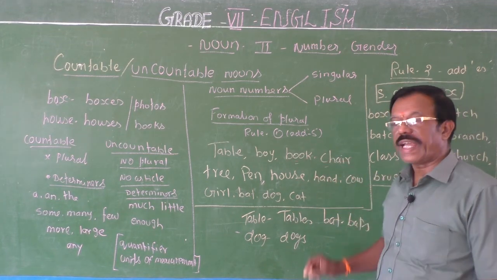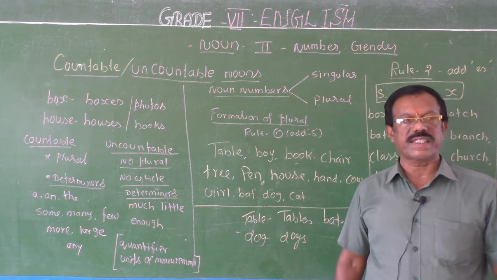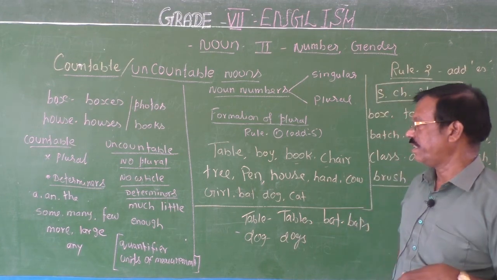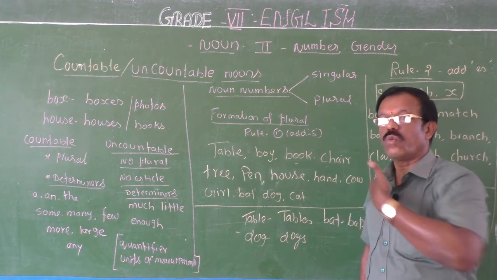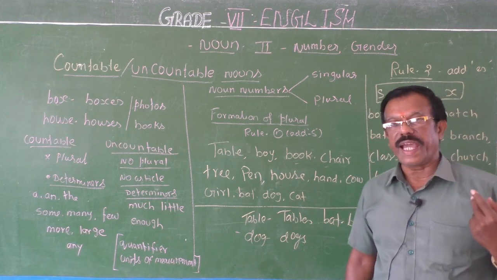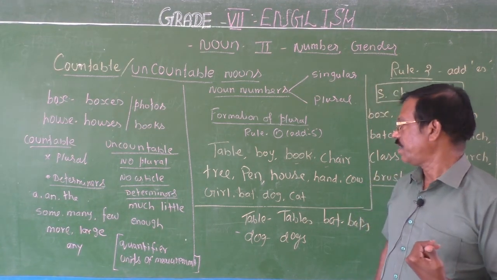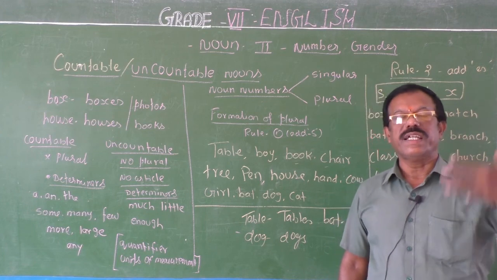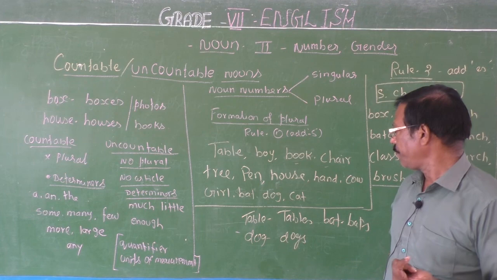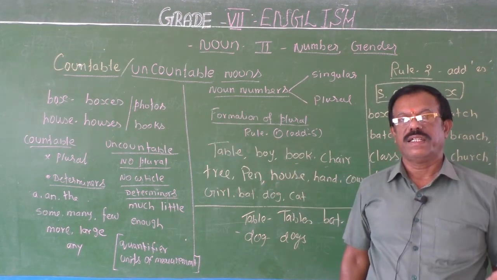Then chair. There are 5 chairs in this classroom. You can say like that only. There are many trees in our school campus. I have 2 pens in my pocket. There are many houses in our street. We have 2 hands to work.